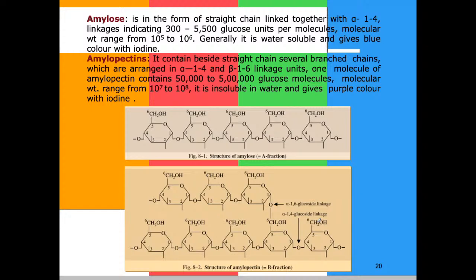The bond between the branch chain in amylopectin is known as an alpha 1-6 glycosidic linkage, whereas the linkage between the other glucose units is an alpha 1-4 glycosidic linkage. That's the main difference. This is the structure of amylose, and this is the structure of your amylopectin.